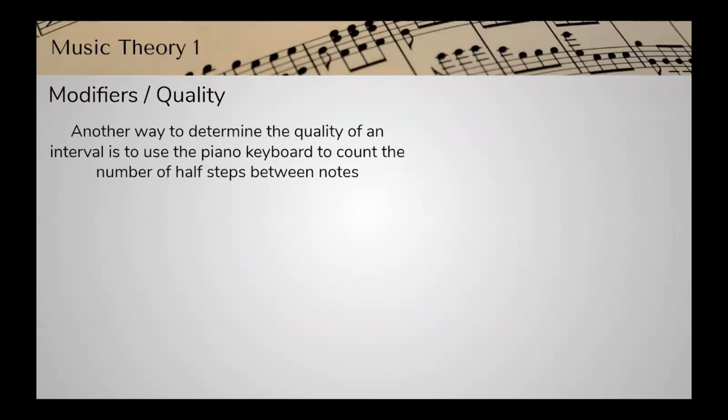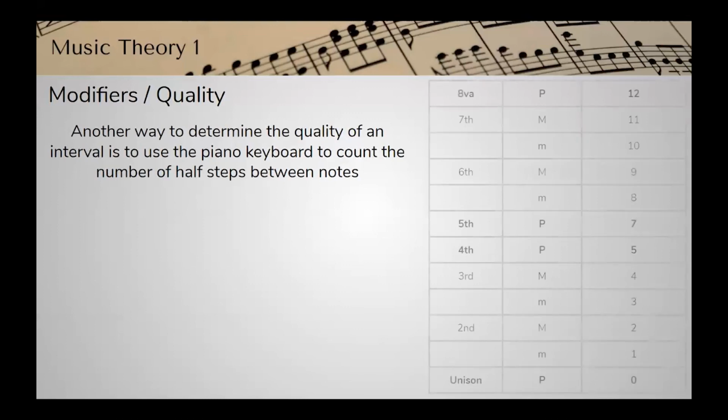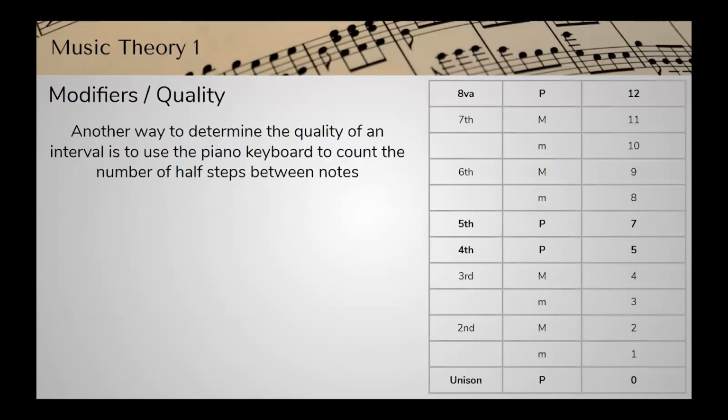Okay, there's one more way to determine quality, and this way is a little bit more cumbersome, but if you can think about it this way, it does help because it gives you a little bit more flexibility. And that's to determine the quality of an interval by counting the number of half steps between the notes. The downside of this is there's a lot to memorize, such as this giant chart over here. You can see that I've highlighted in bold the perfect intervals, and the ones that are not in bold are the major or minor intervals that can change depending on the number of half steps.